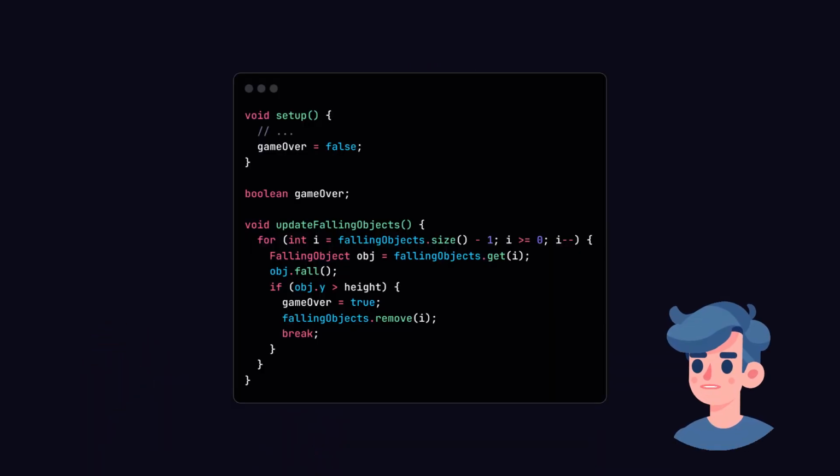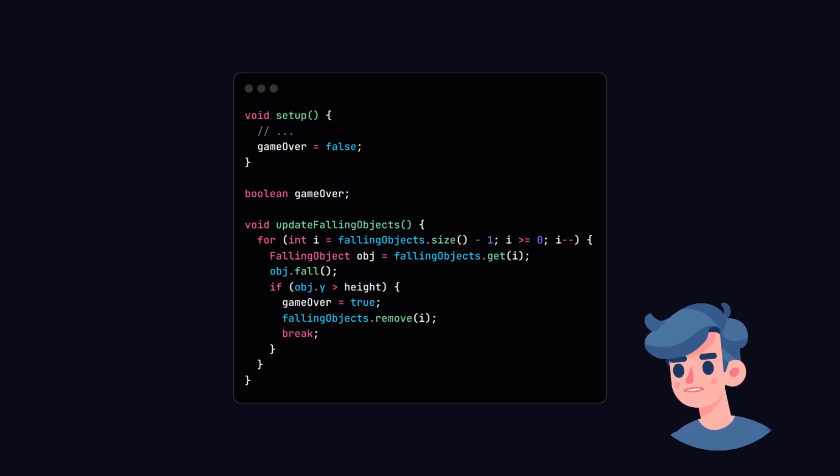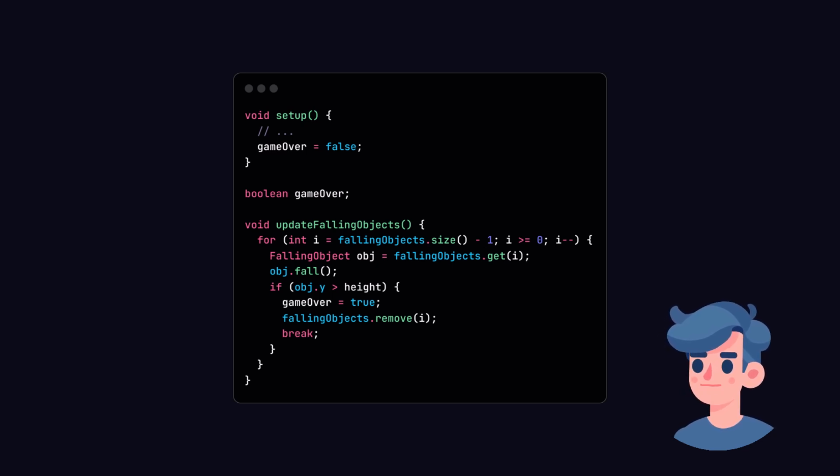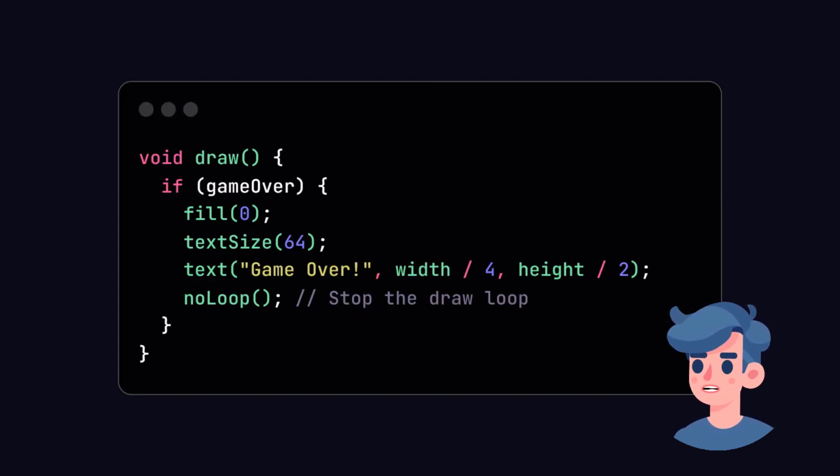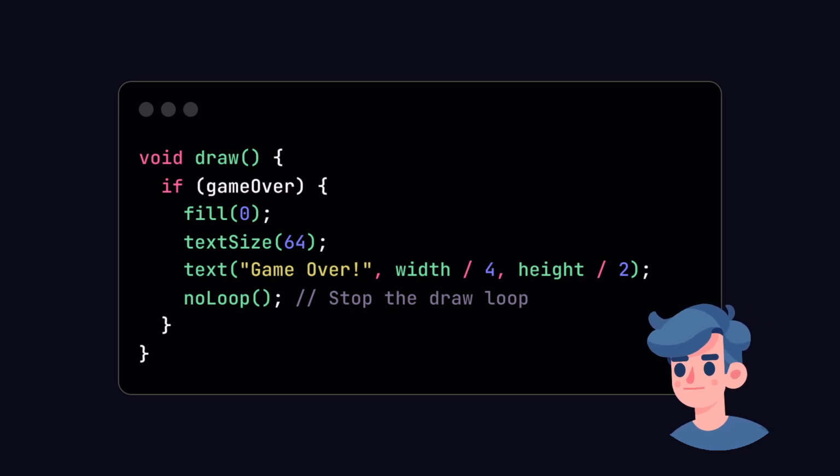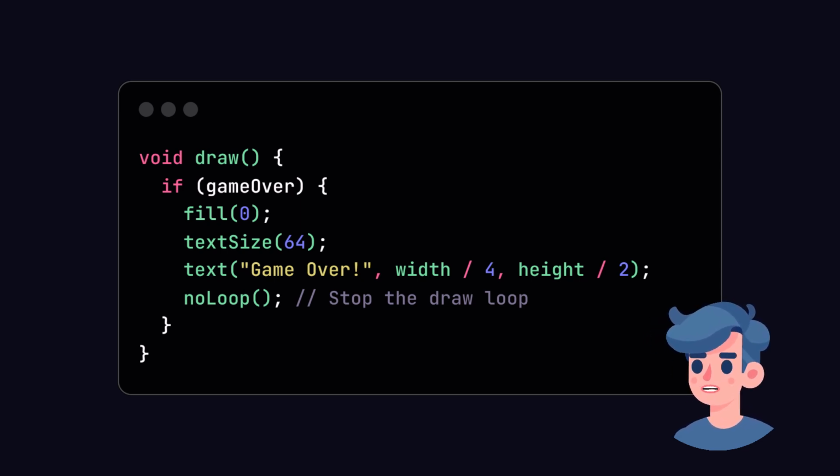Let's also add a game over condition. If any falling object reaches the bottom of the window without being caught, we will end the game. We'll display a game over message and stop updating our game components. In this code, we check if any object goes beyond the height of the window. If it does, we set gameOver to true.